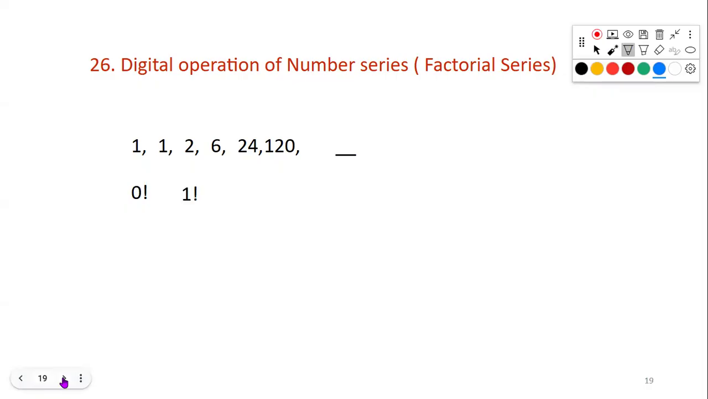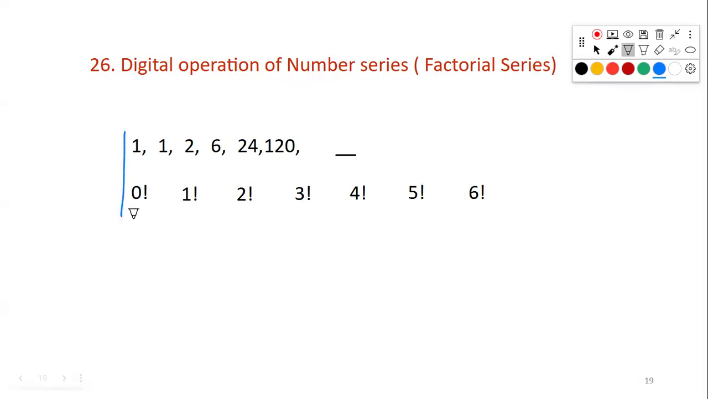Zero factorial is 1. Then you have 1 factorial. Then you have 2 factorial. Then you have 3 factorial, that is 3 into 2. Then you have 4 factorial. Then you have 5 factorial. So what should be your answer? 6 factorial. Hope all of you got it. So starting with 0 factorial. So please, this is very, very important.